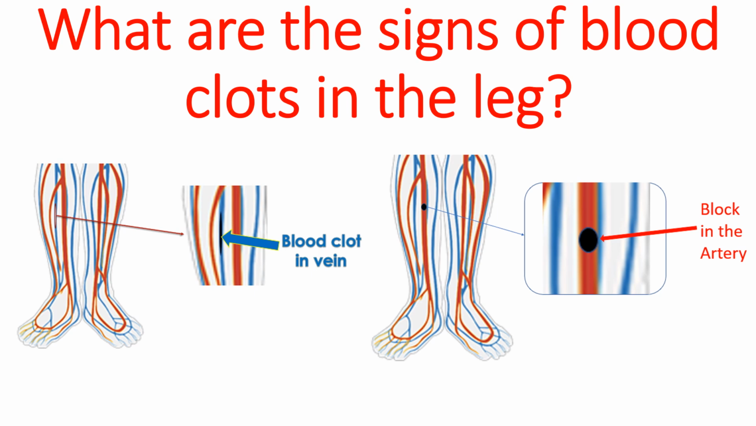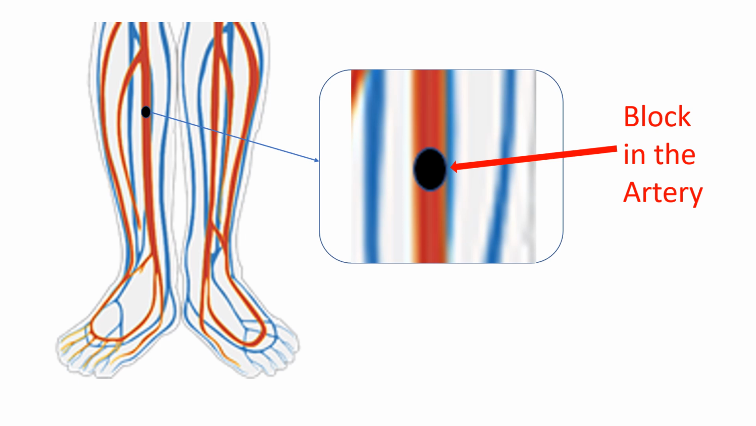Signs of blood clots in the leg depend on whether the clot is in the artery or the vein. When the artery is blocked, it produces pain, pallor, coldness of the leg, loss of sensation, and paralysis. If the occlusion of the artery persists for a long period, the limb will become black with death of cells called gangrene. This occurs when the block occurs abruptly.